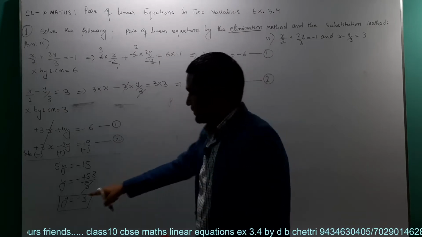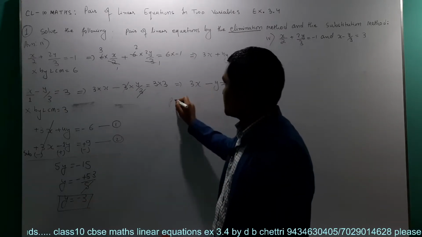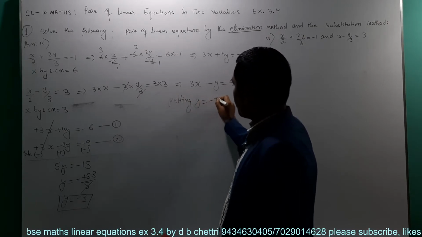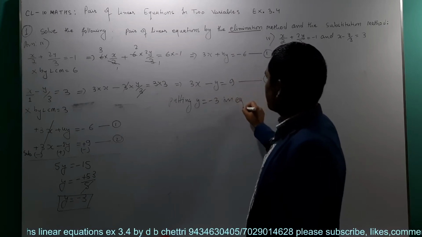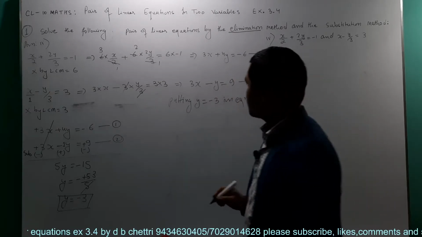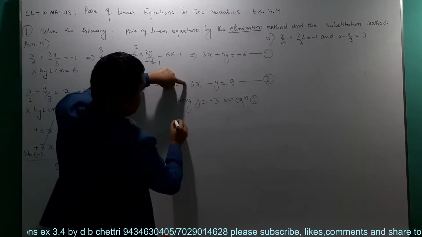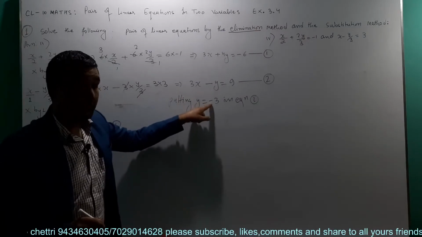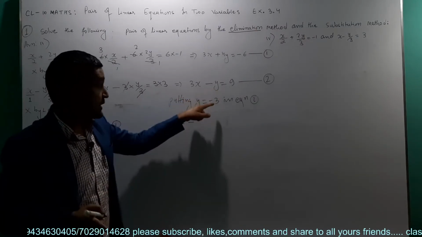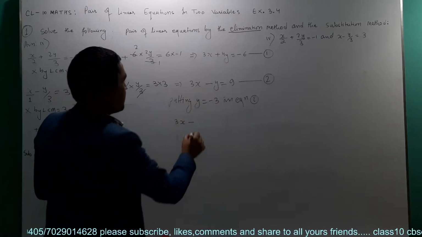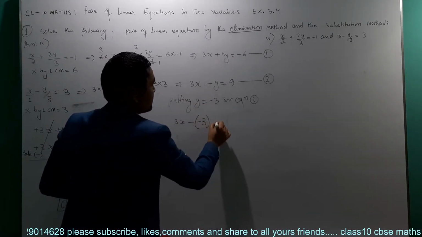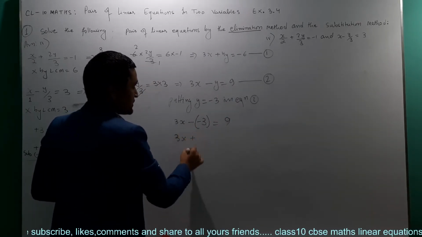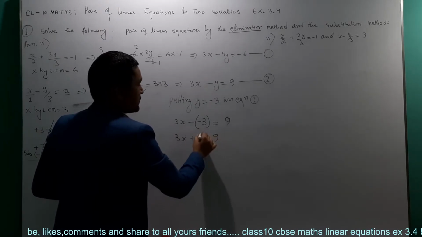Now putting this value of y in which equation? Equation 2. Putting y equals minus 3 in equation 2: 3x minus, now y is there. We are going to replace y by its value. What is the value of y? Minus 3. Then equals 9. Then 3x minus minus, which is plus, 3 equals 9. Now gather the like terms.